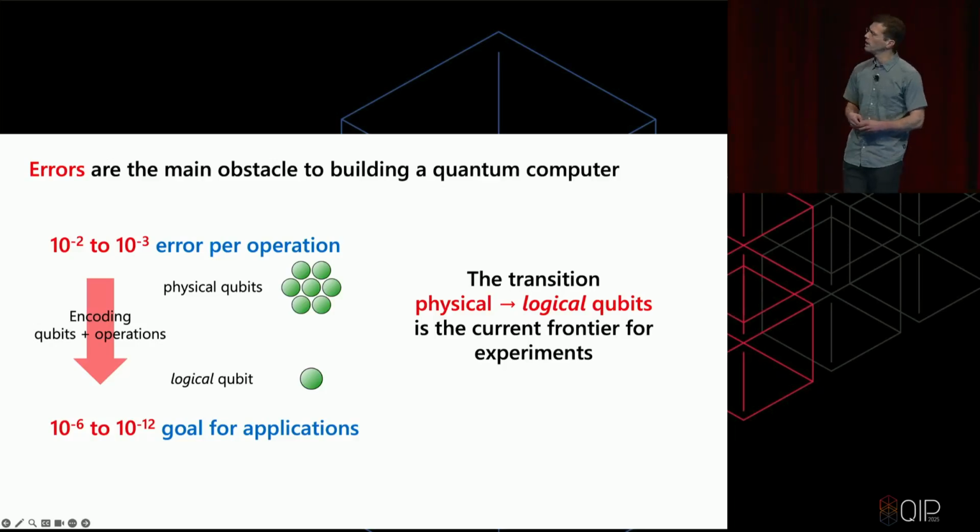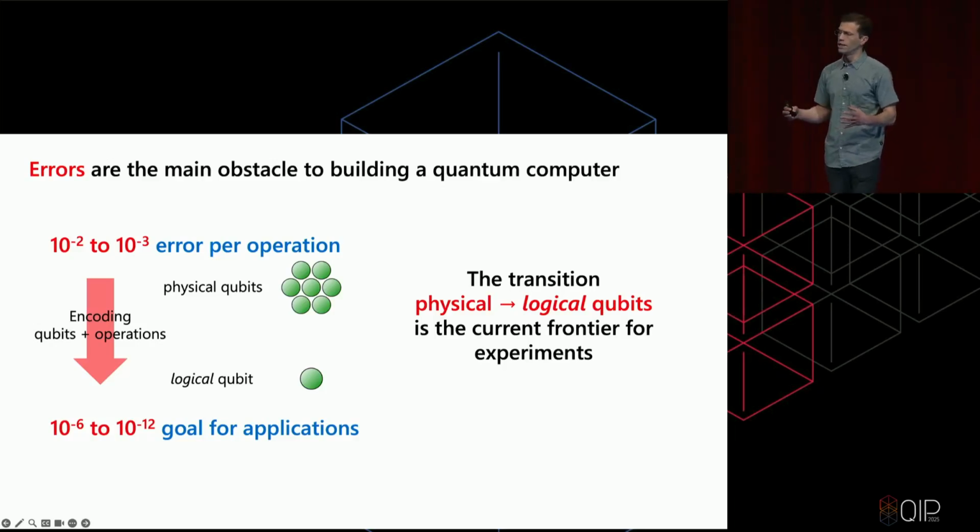And so right now, this transition of running circuits at the logical level, instead of just running circuits on bare, unencoded qubits, is where the field is in terms of demonstrations of quantum computers. So that's what I'd like to talk about.